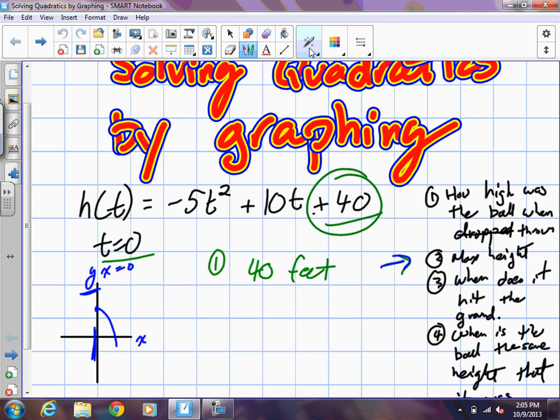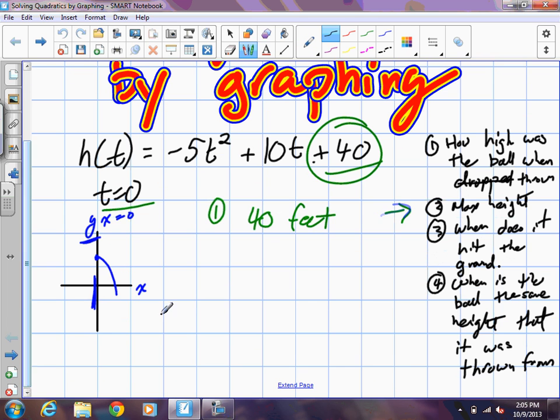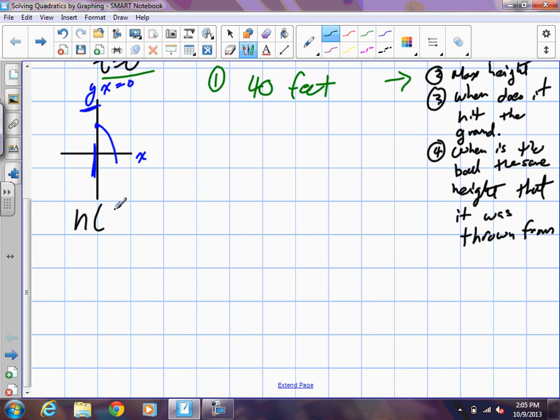Height, or in this case, the max height. The max height of any parabola will be the vertex, okay? Now we know in standard form we can't pick out the vertex easily, but we can factor. We've learned to factor and then find a vertex from that. So let's factor this equation. H at t is equal to negative 5t squared plus 10t plus 40.